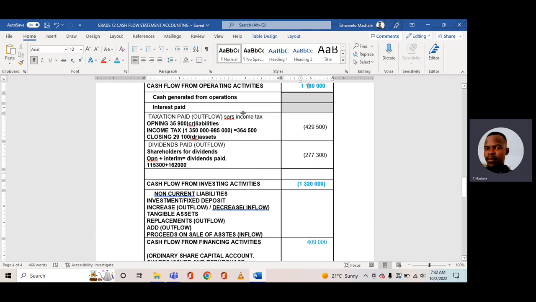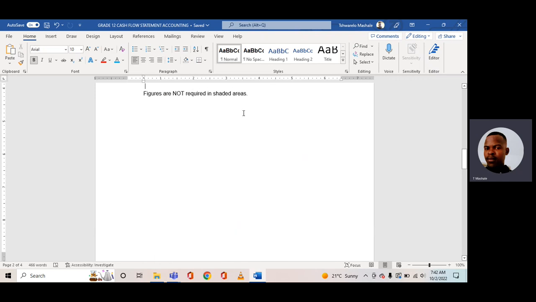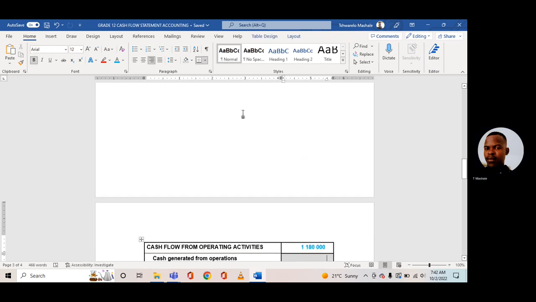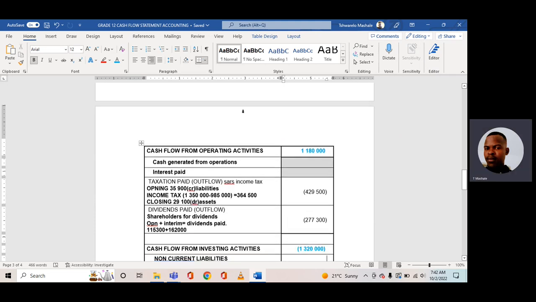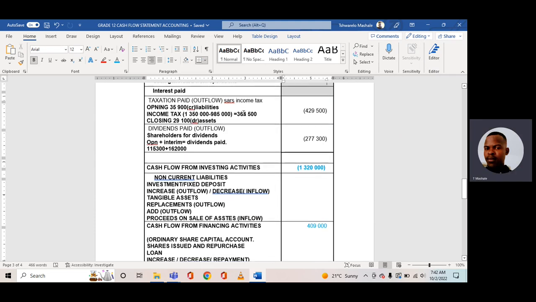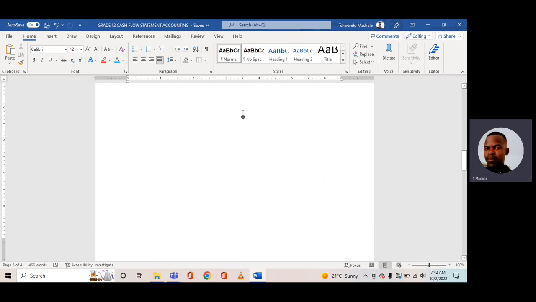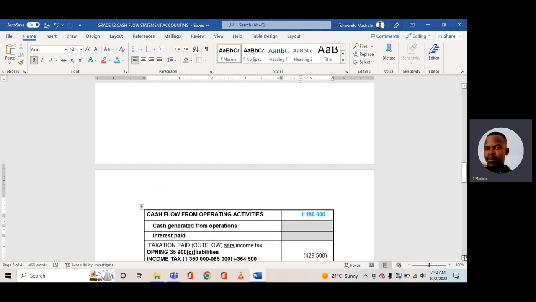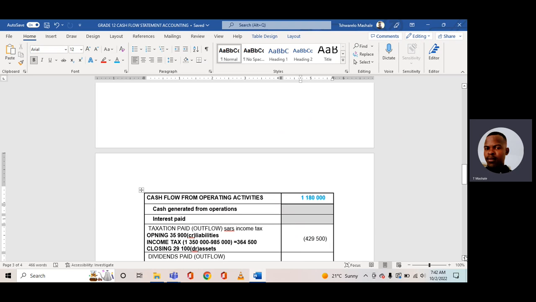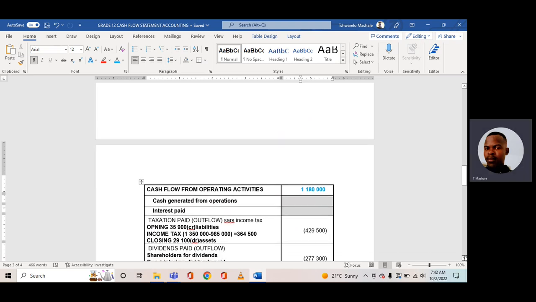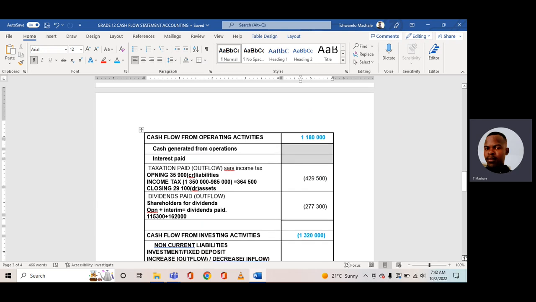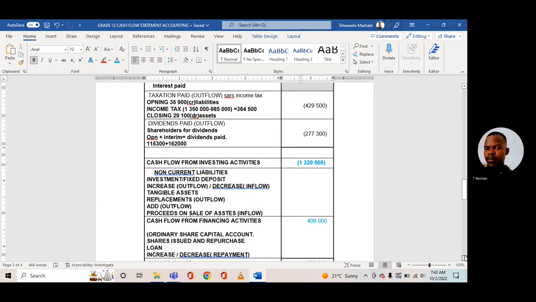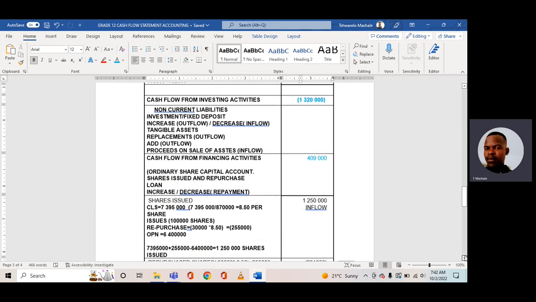So now, here's the important part. When you write your answer, remember, always show the calculations with regards to this to obtain marks. The other thing to consider is that there are going to be principal marks. So the principal marks are here. The principal marks are here.